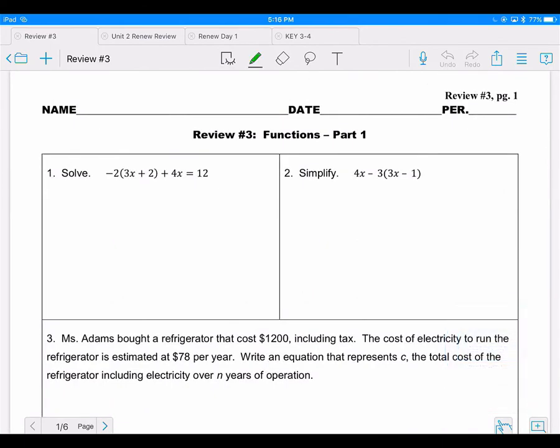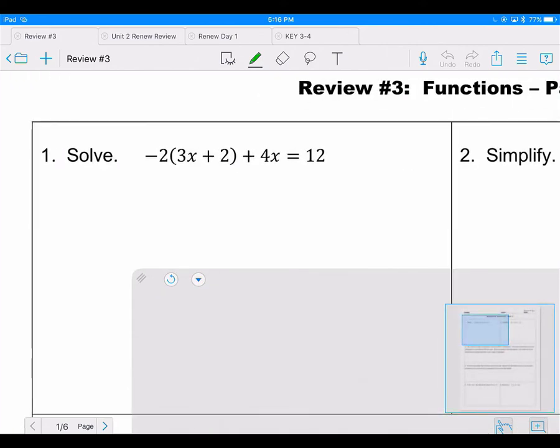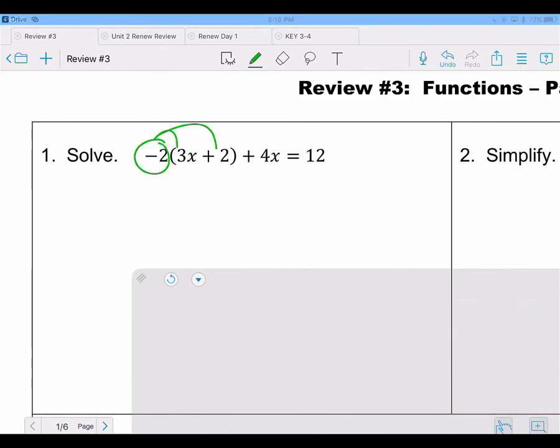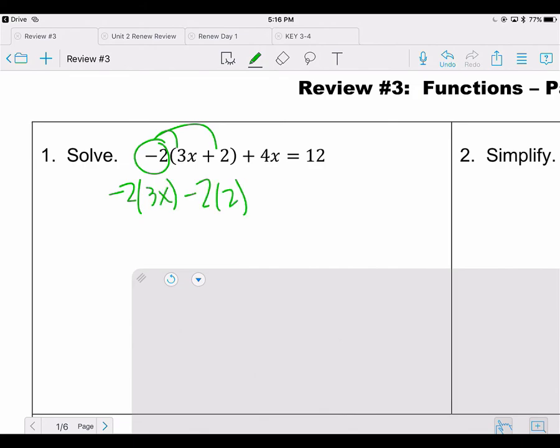Problem 1 asks us to solve negative 2 parentheses 3x plus 2 plus 4x equals 12. So remember, first thing I have to do is distribute negative 2 to 3x and negative 2 to 2. Everything else stays the same. And when I multiply, negative 2 times 3x is negative 6x. Negative 2 times 2 is negative 4, and then the 4x and the 12 stay the same.